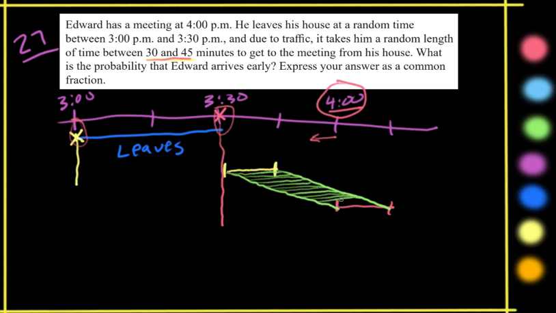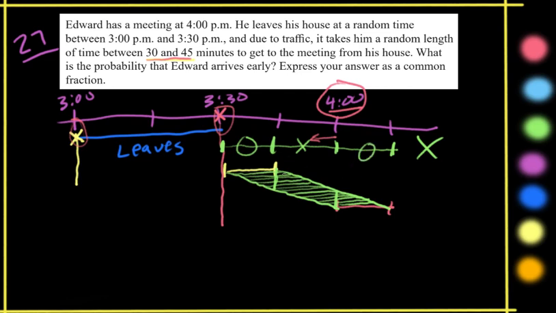So you might think, oh, he's going to arrive sometime between 3:30 and 4:15, and so the probability that he arrives early is 2/3, because 2/3 of that time is before 4 o'clock. But that's actually wrong, because if you look at this parallelogram, there is a higher chance that he will arrive in this 15-minute bracket than there is that he will arrive in either of these two.